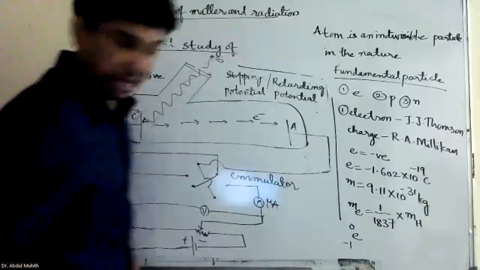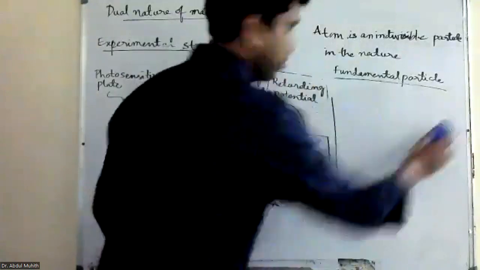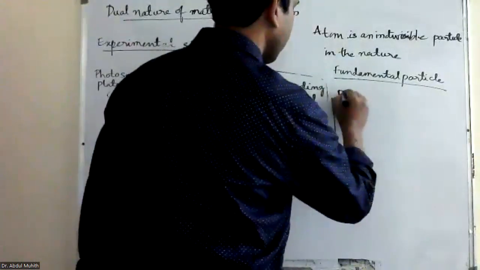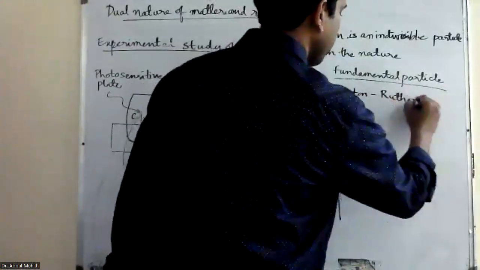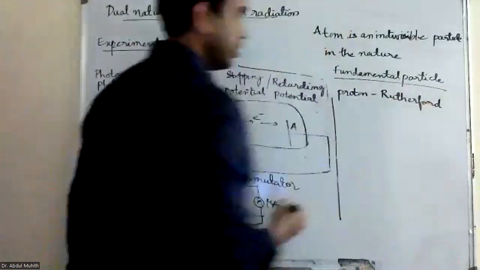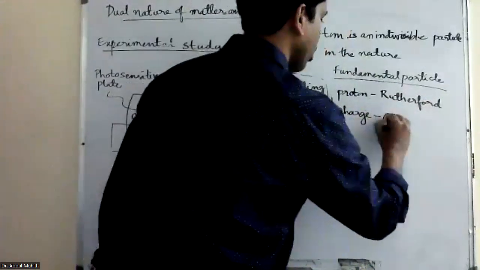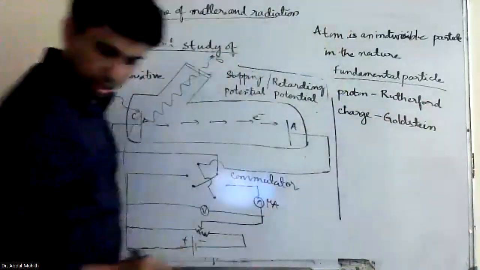Okay, I'll erase this part. I'll go with proton now. Who discovered the proton? It was discovered by Rutherford. The proton was discovered by Rutherford and the charge of the proton was discovered by Goldstein.